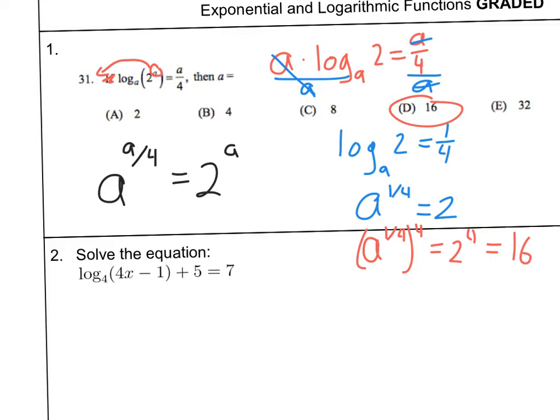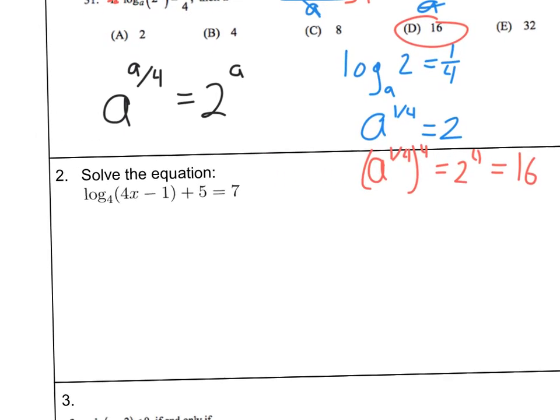For the second one here, we're going to first get the log part by itself. My goal is always to get the weird part of the equation on its own before I do anything else, so minus 5 to both sides. Log base 4 of 4x minus 1 is equal to 2. That's where the 2 came from.